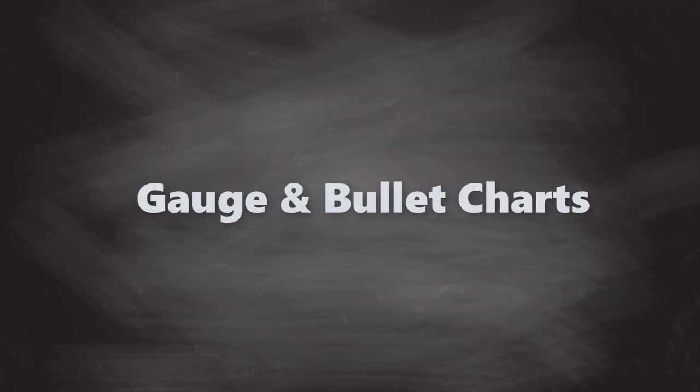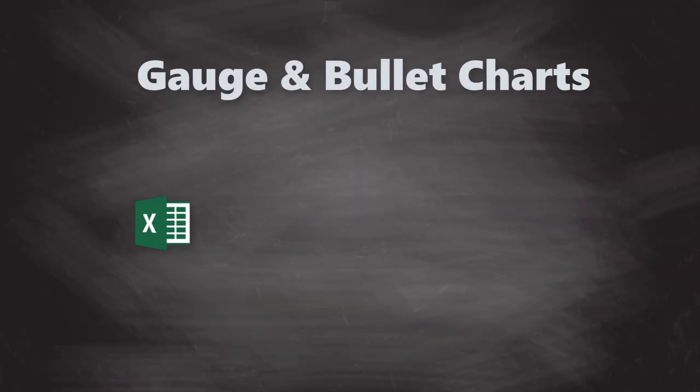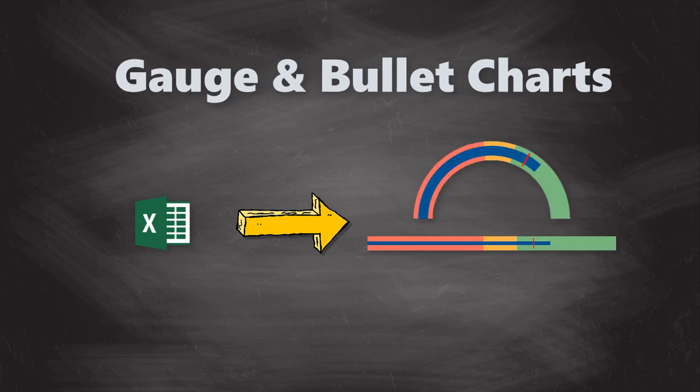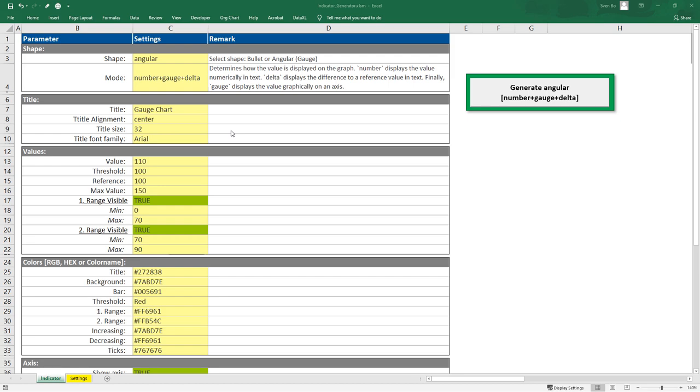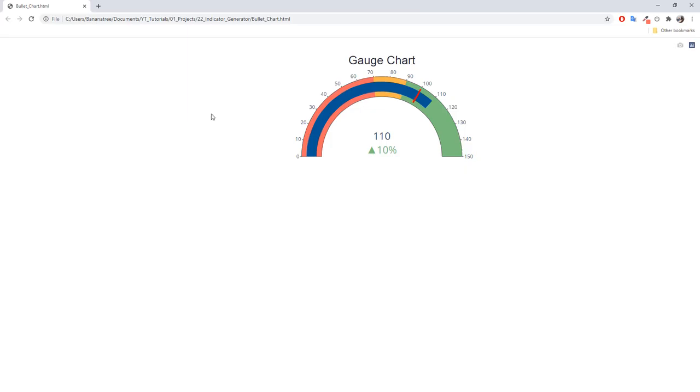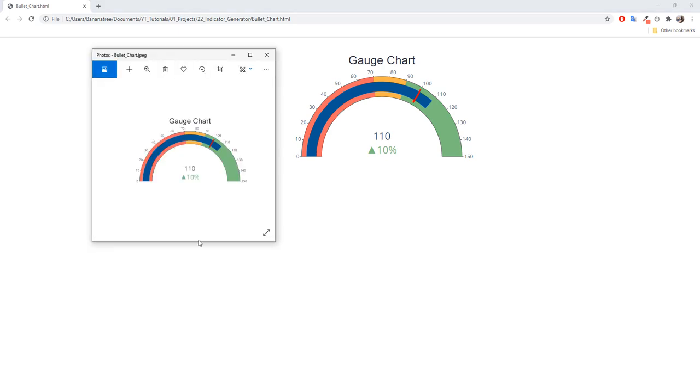Hey guys, in this video I will show you the Excel tool I have created to easily generate bullet and gauge charts. I will show you all the customizations you can do in just a second, but first let me show you how easy it is. After clicking this button, the desired chart will be generated by using Python. The chart can be saved as an HTML file, image or even PDF.